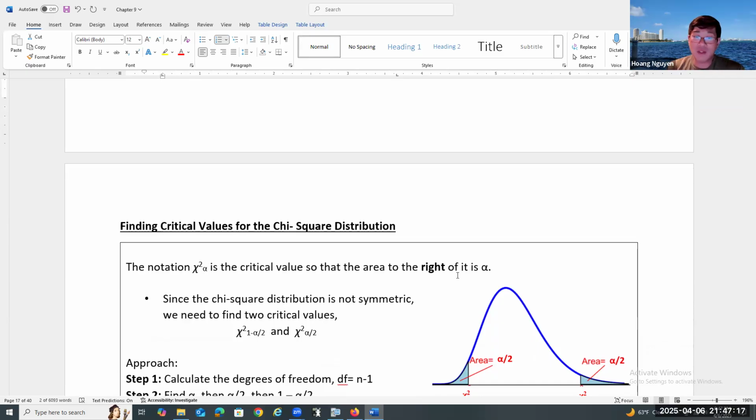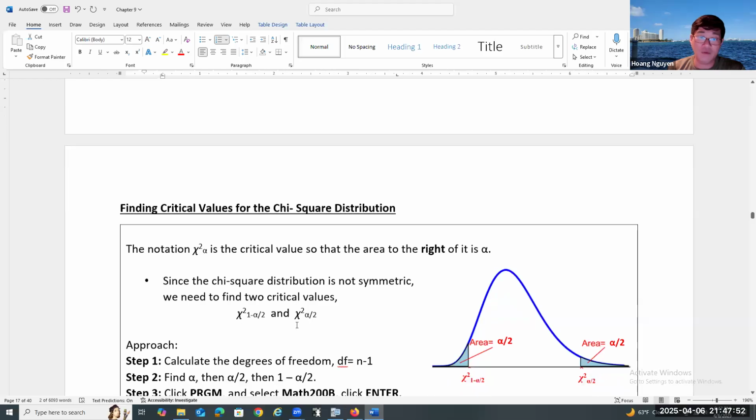Since the chi-square distribution is not symmetric, we have to find two critical values. The first critical value is chi-square of 1 minus alpha over 2, and the second critical value is chi-square of alpha over 2. The answers will be different. They are not going to be opposites, like with the student t distribution and the normal distribution. For the chi-square distribution, we have to find two different critical values depending on the given value of alpha.